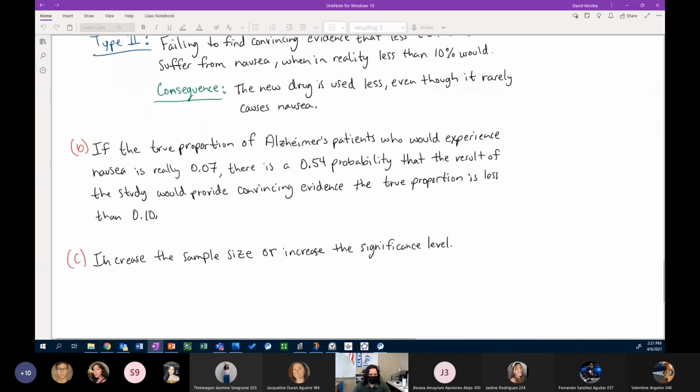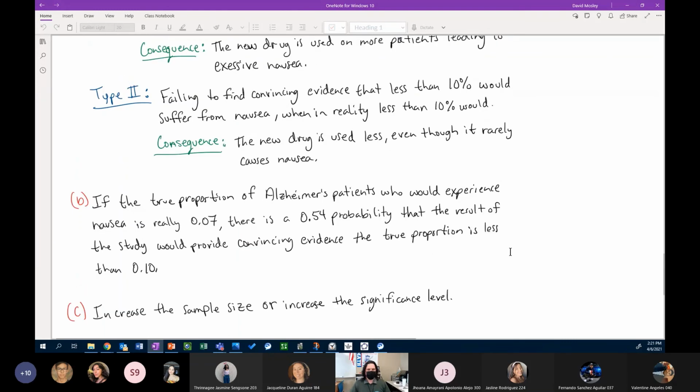And part C, the 2 ways we can increase the power is increase the sample size or increase the significance level. In this case, we cannot change the difference between the parameters. Is there anything I can clarify about this last question? Parts A, B, or C?